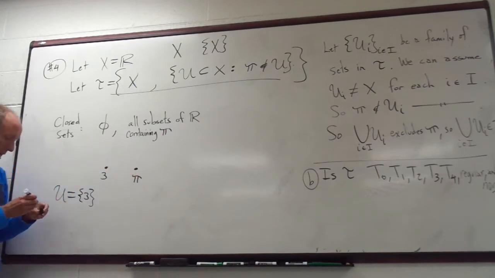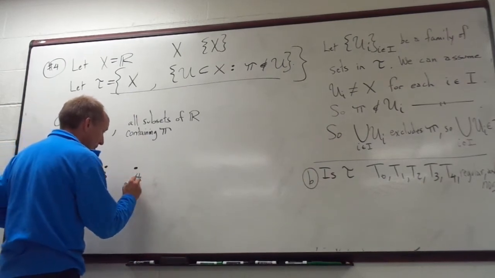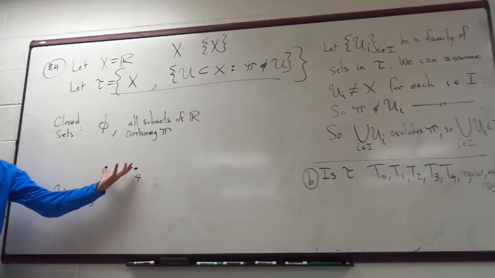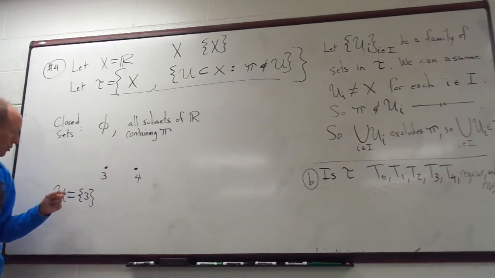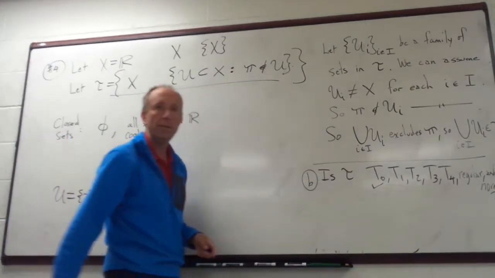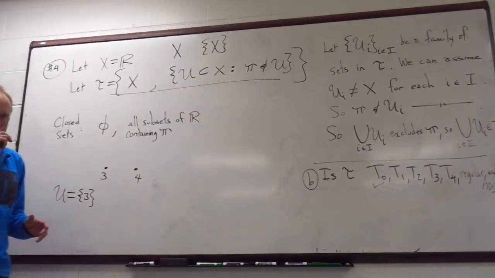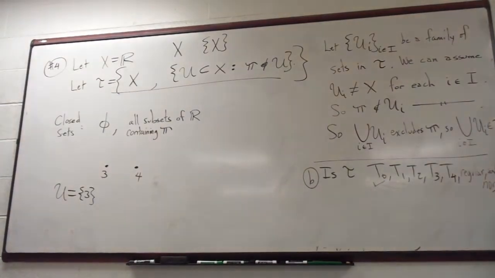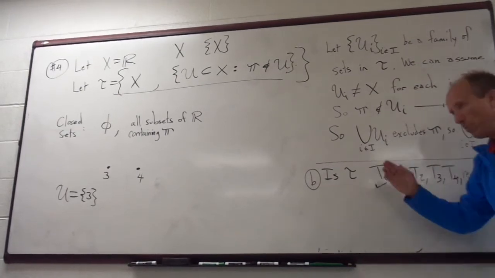Okay, so that works. Now, what if this is a 4 instead? That still works, right? Given these 2 points, is there an open set that contains one of those points but not the other? Sure, you can use the same set U. So it is T0. Now, at this point, we can either go to the other end and ask ourselves if this is going to be normal, or we can look at T1 next.